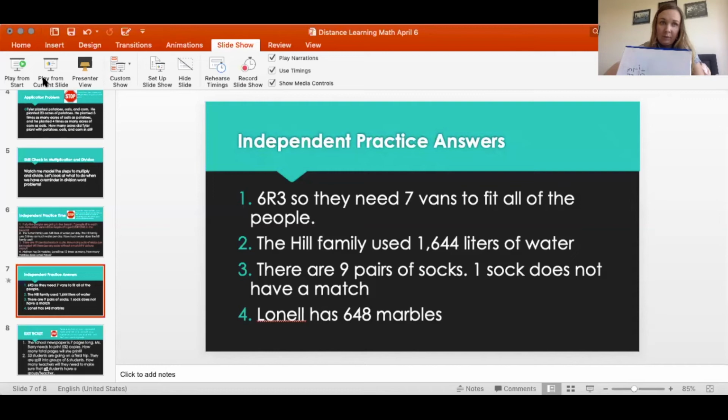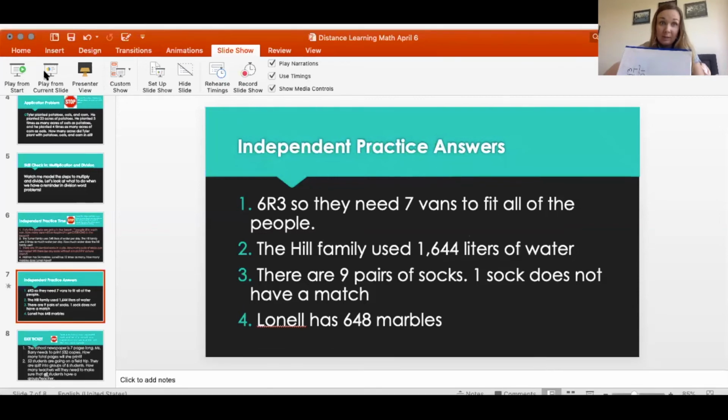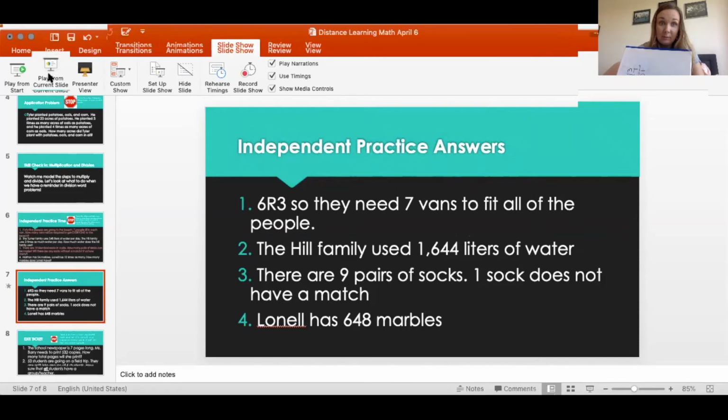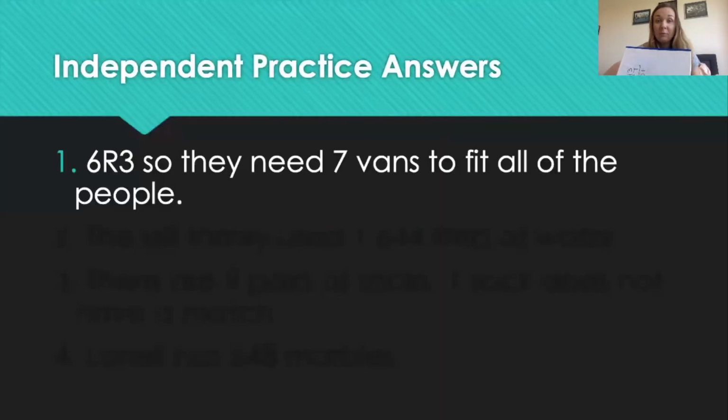All right, so here are your independent practice answers. The first problem, you should have gotten an answer of 6, remainder 3, but you can't just say to those people, sorry, you don't get to go in the van. So you actually need 7 vans in order to fit all of the people. That keyword, all of the people, showed you that it wasn't okay to have a remainder in this problem.